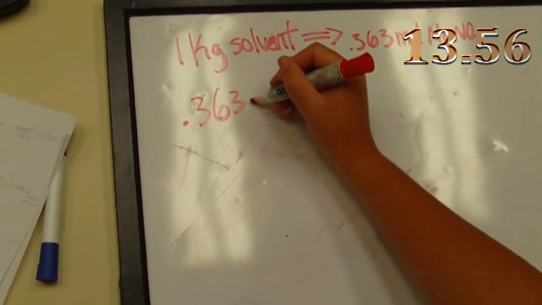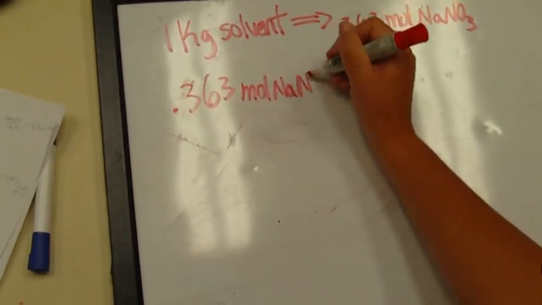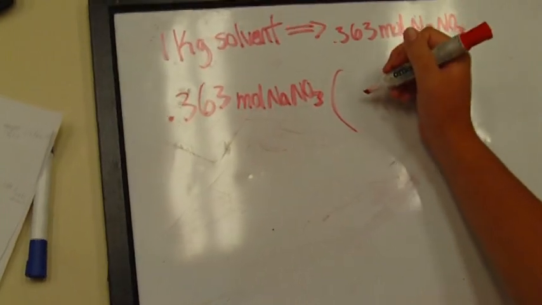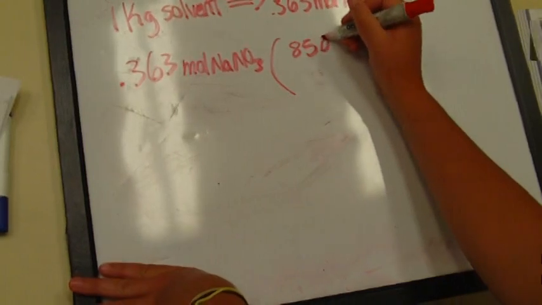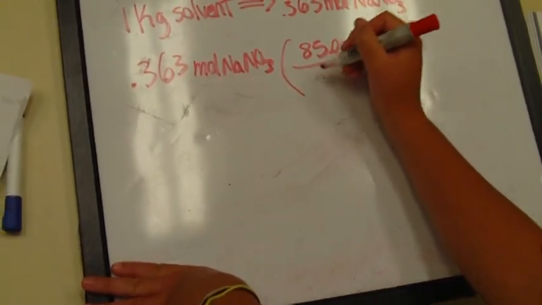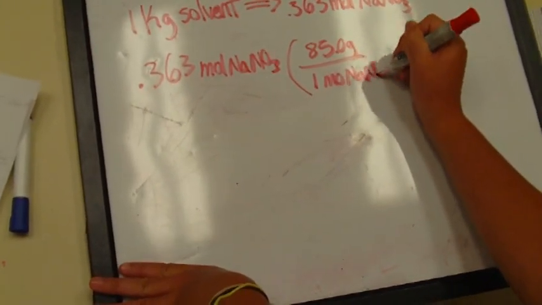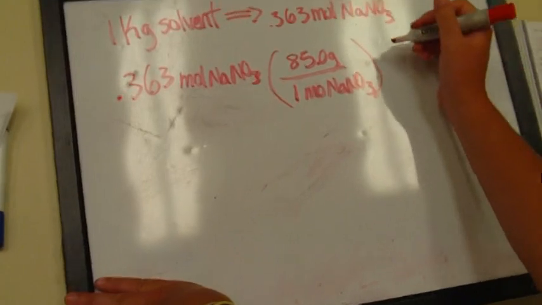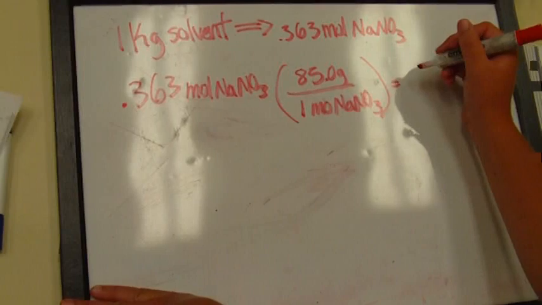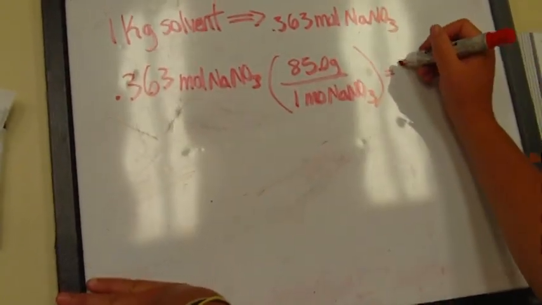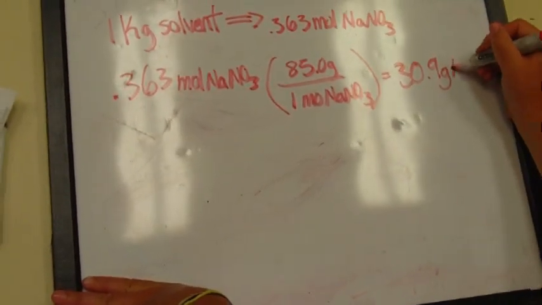So 0.363 moles of NaNO3 is going to be equal to, we know that it has 85 grams in 1 mole. And again, you can find 85 grams just by adding the molar masses of the elements. So multiplying that across, we get 30.9 grams as the mass of the sodium nitrate.